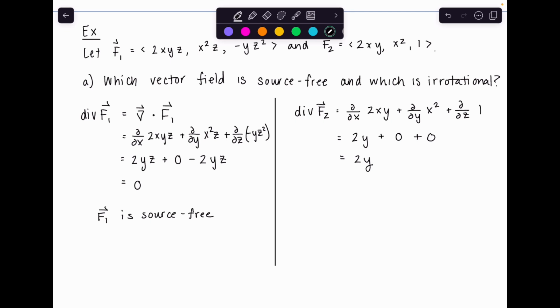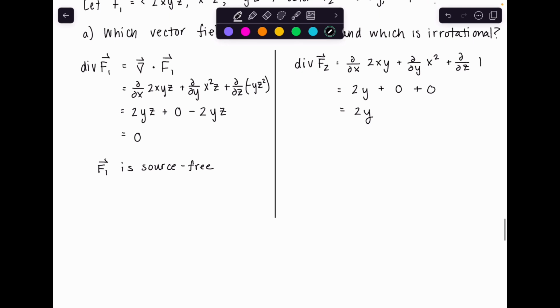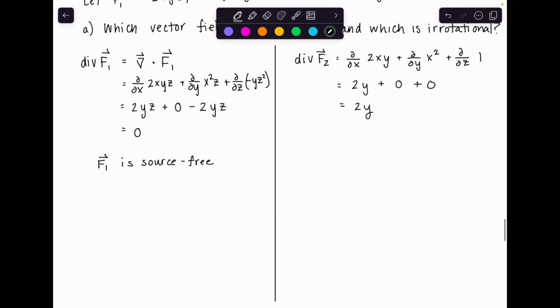So automatically that's going to tell me that vector field 2 is the irrotational one, because you're not going to be source free and irrotational. But again, I'm going to go ahead and calculate the curl of both of these. So again, just going to cut this in half, continuing down to do so.